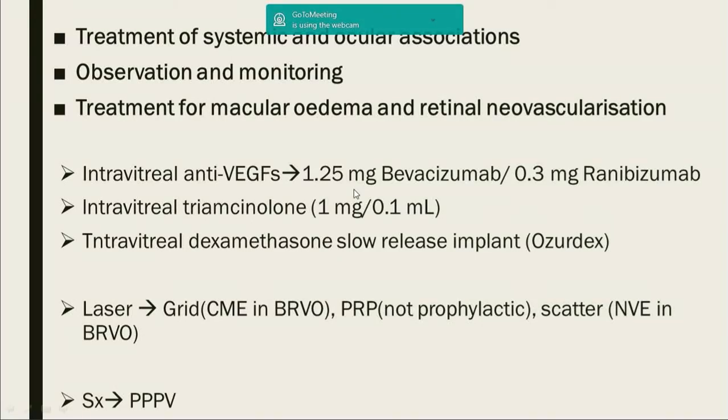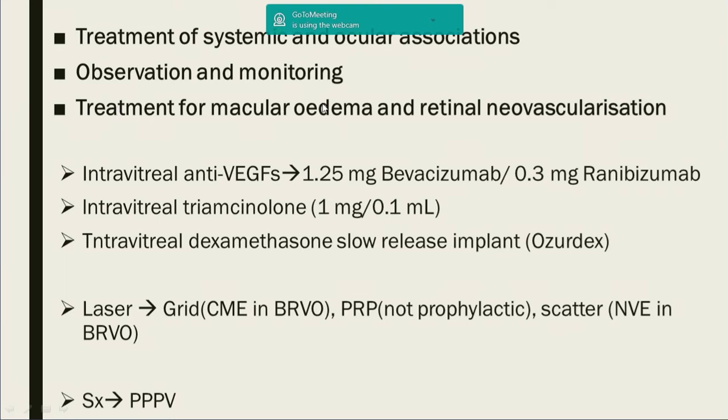So in terms of treating the patient with a venous occlusion, you need to do three things. One, the systemic and the ocular associations. Systemic, that is hypertension, diabetes, lipids, should be managed. Ocular associations like glaucoma and neovascularization should be managed. So you need to keep the patient under observation if you're not treating them at the first point, and monitor them for complications and further progression of the disease.